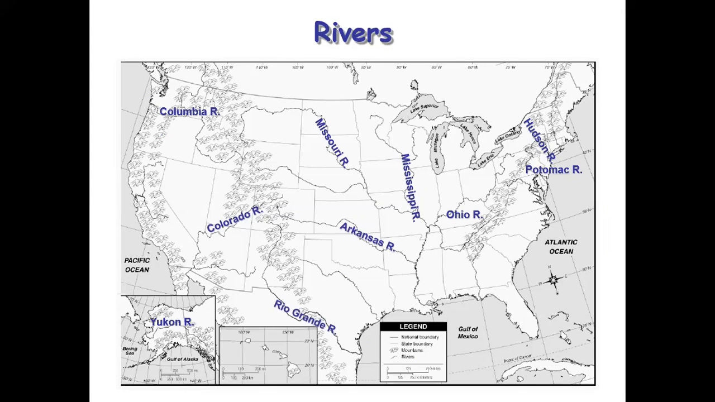Right? On the southern border of Texas, that is the Rio Grande River. All right. Up in the northern border here, we have the St. Lawrence River.